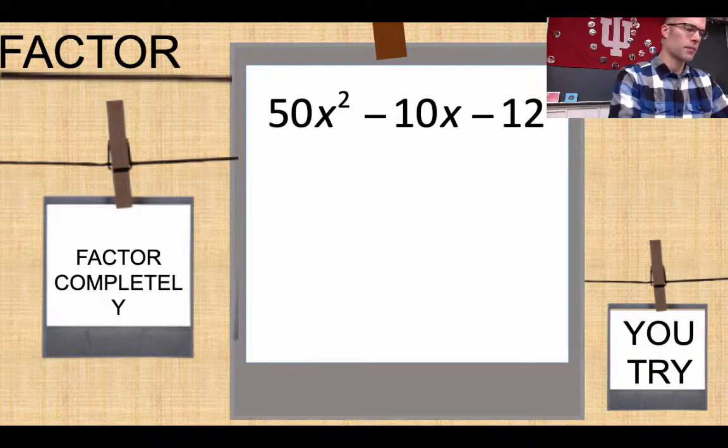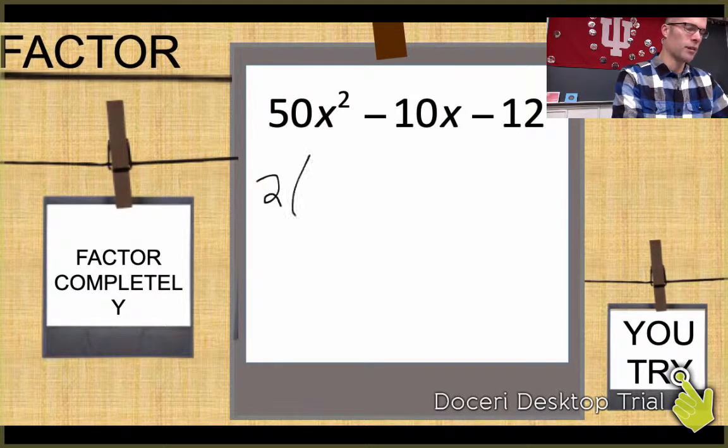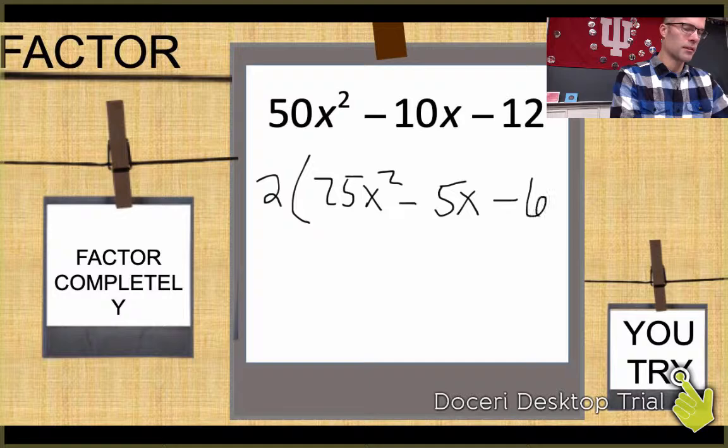Alright, here, see my smallest number is 10. I can't take a 10 out of 12. So then 5, can't take a 5 out of 12. So then 2, I can take a 2 out. So then I'm left with 25x squared minus 5x, and then minus 6. So then we see if it can still be factored.